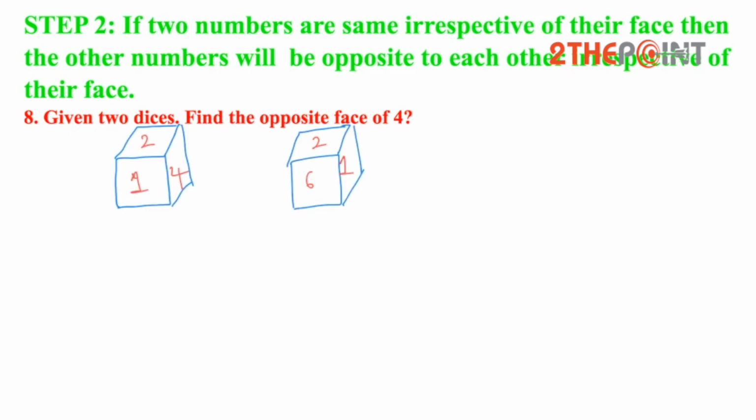Given 2 dice, find the opposite face of 4. Initially check whether step 1 satisfies the condition. There is the same number but they are not on the same face. Therefore, check for the second condition. Here the numbers 1 and 2 are the same numbers but they are on different faces. Therefore, leaving 1 and 2, the other numbers will be opposite to one another. Therefore, 4 and 6 will be opposite to one another.